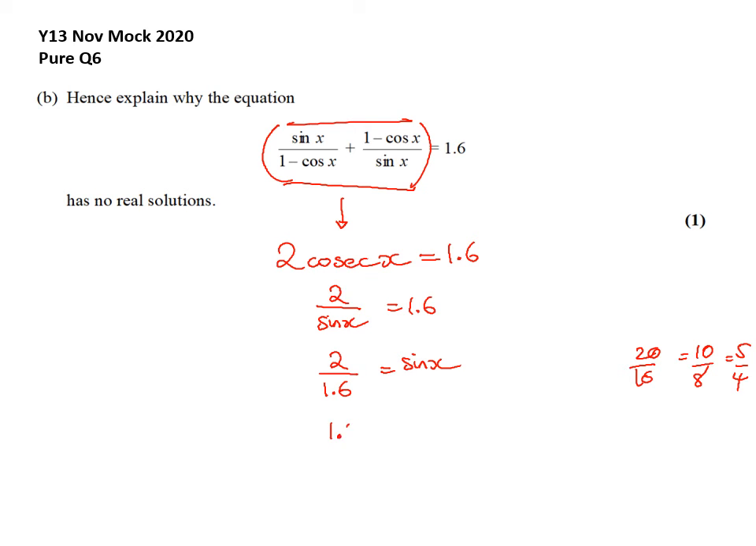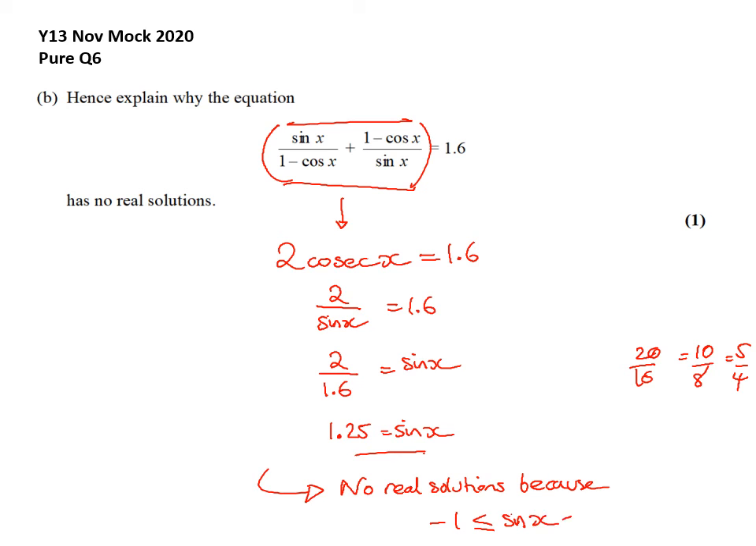So 1.25 equals sine x. And from there we can see no real solutions, because the range of sine x is from -1 to 1. So there can't be a value of x that gives a sine of 1.25.